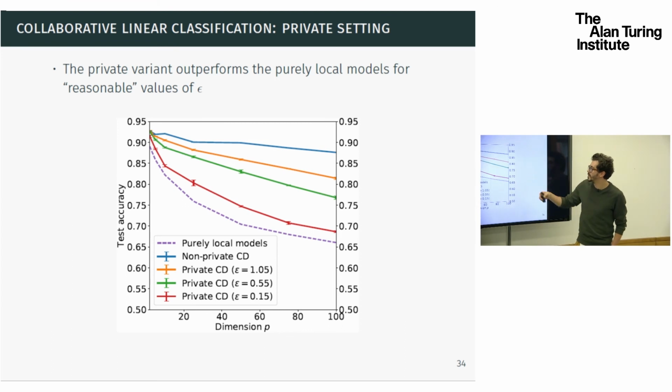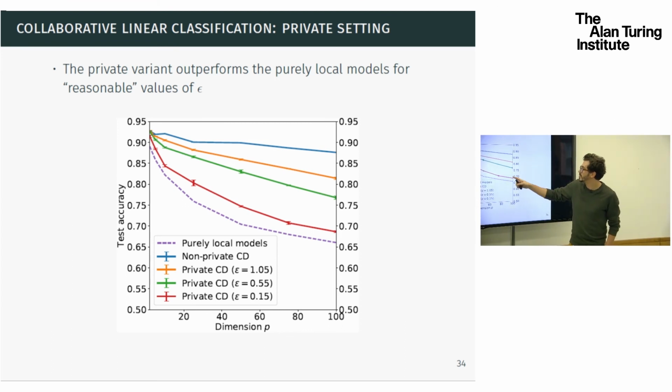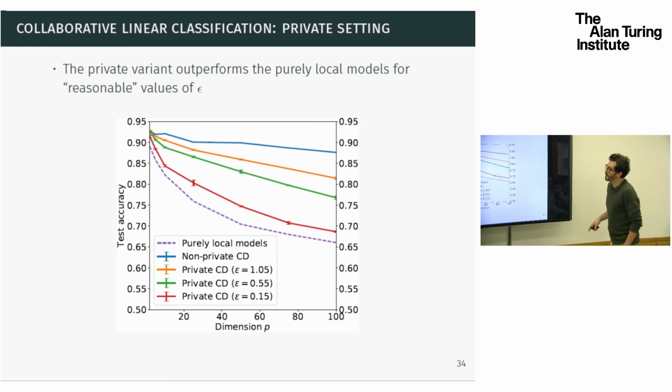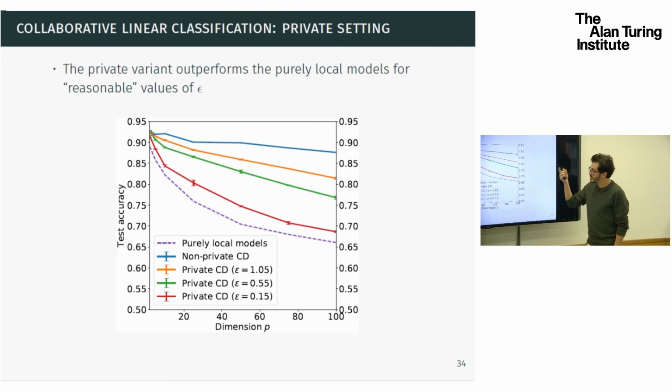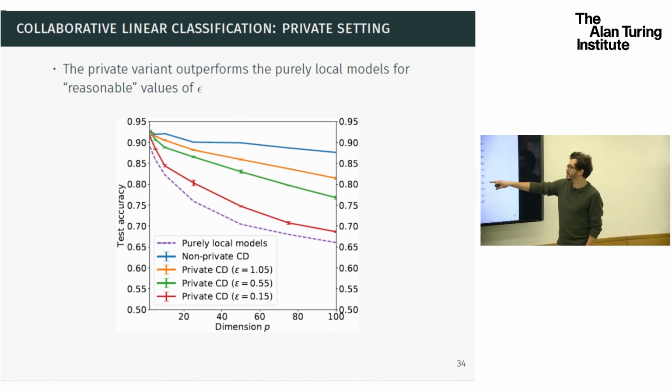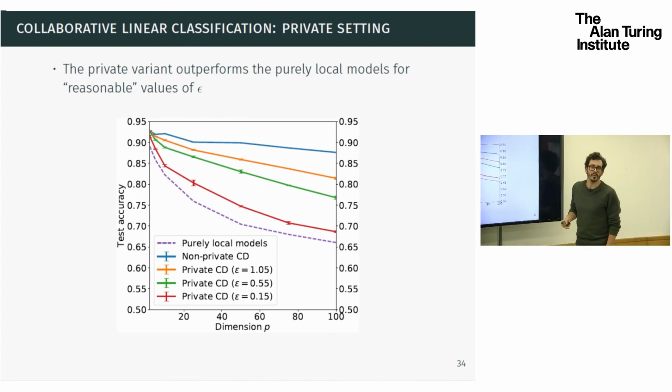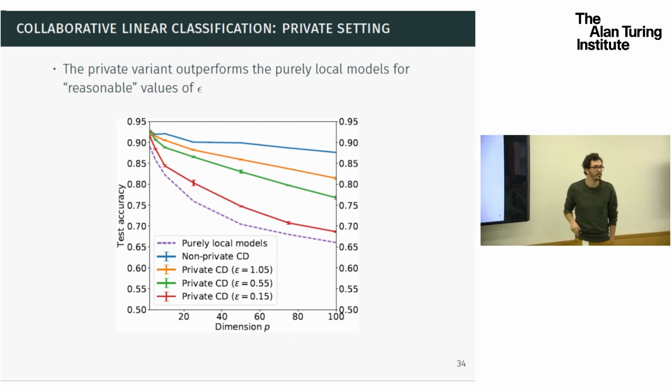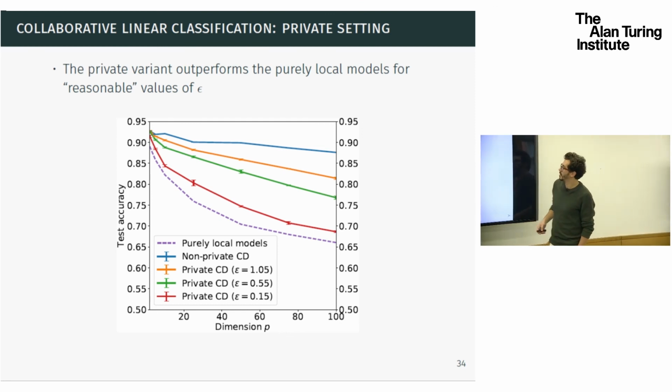So this is for different values of epsilon, from 1 to 0.1 essentially. And okay, if epsilon is not too small, you manage to beat this perfectly private baseline of just looking at your own data.